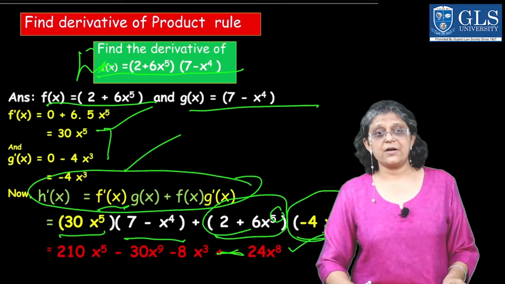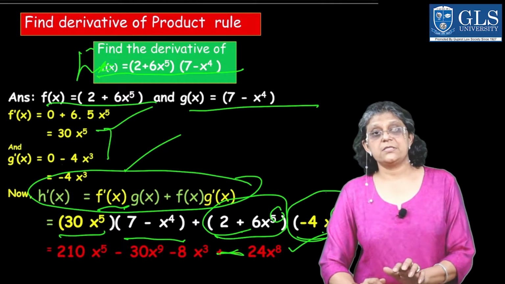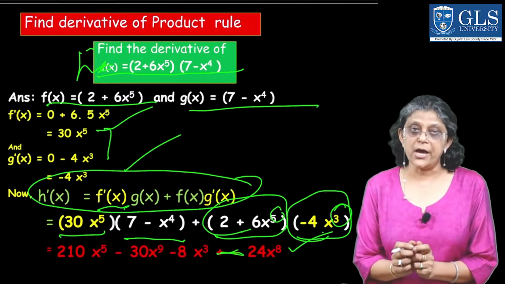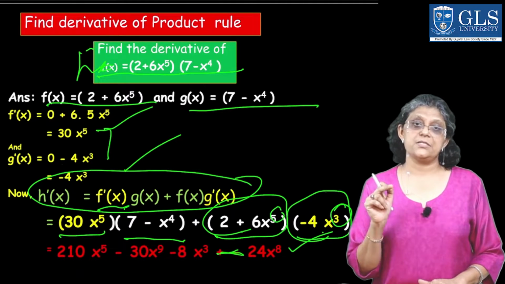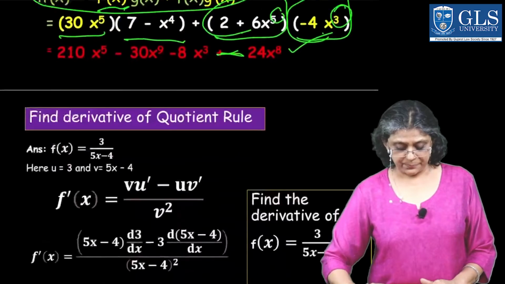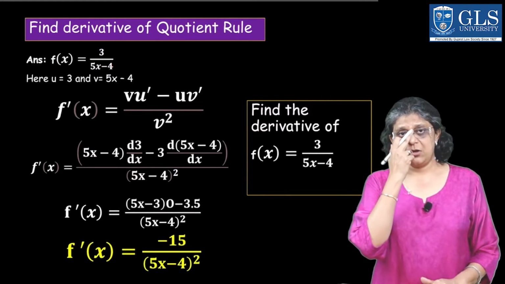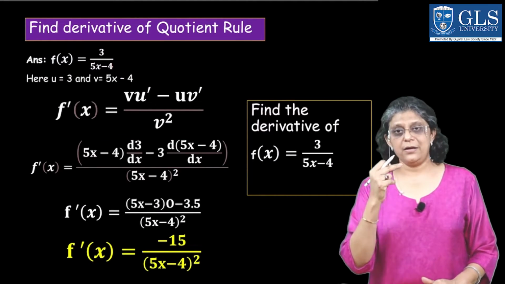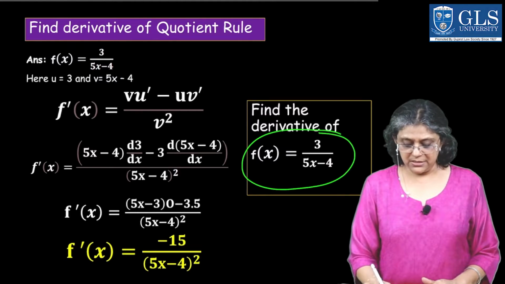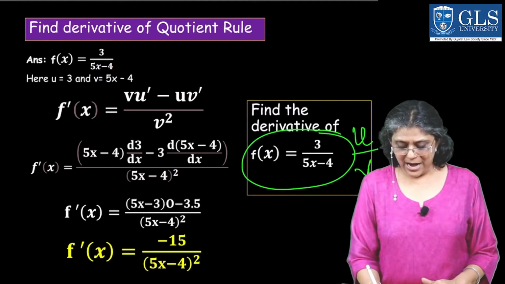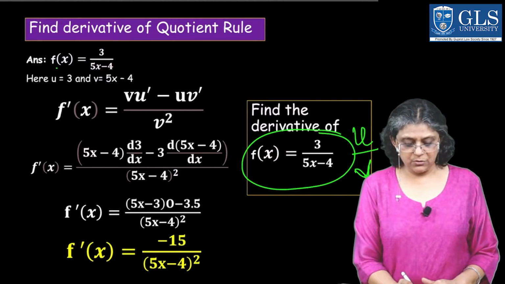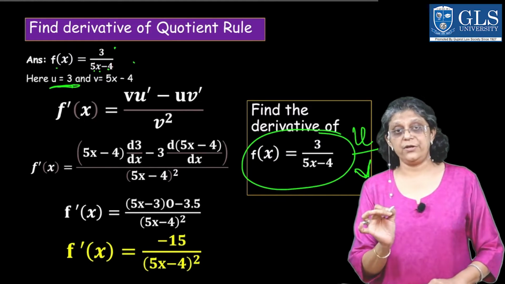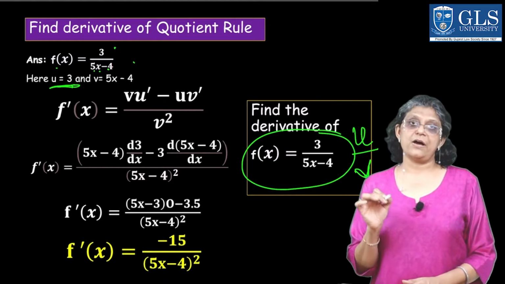So the answer for the derivative of the given sum where we have a product is using f'(x) into g(x) plus g'(x) into f(x). Same goes with the quotient, that is the numerator and denominator. Now f(x) is this. Let me say that this is my u and this is my v. So I will say f(x), that is f'(x), is equal to 3 upon 5x minus 4. So u is equal to 3 and v is equal to 5x minus 4.